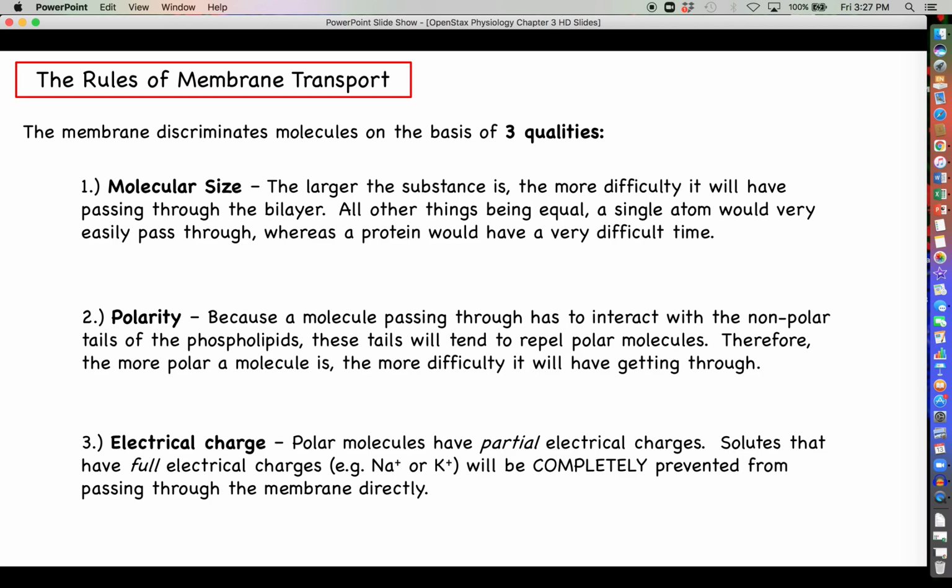So if you're talking about something like sodium or potassium that have full electrical charges, that's going to be full stop. Anything that has a full electrical charge does not have a chance of getting through the membrane all by itself. It's going to need some assistance in the form of carriers or channel proteins. So to sum it up, if we were drawing up an ideal molecule that gets through the membrane all by itself as easily as possible, it would be very small, it would be totally nonpolar, and it would be electrically neutral.